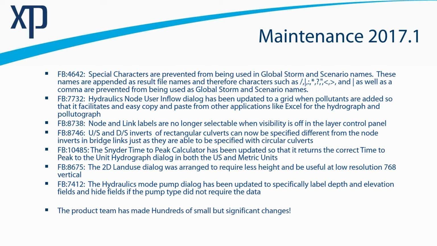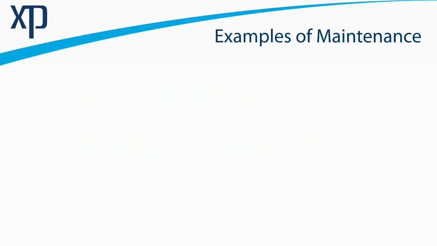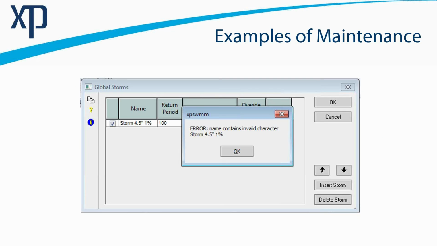The team literally created hundreds of small but significant changes to the software. For example, one example of the maintenance would be to address the user experience of creating global storms or scenario names.